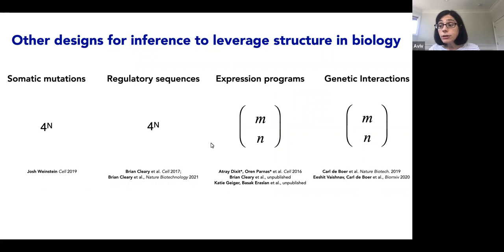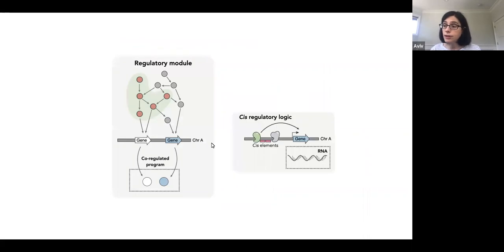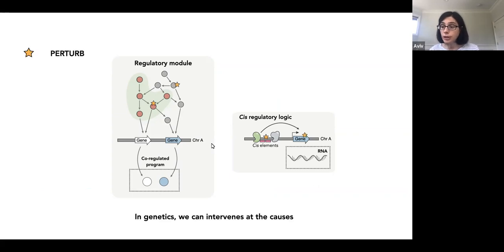Over the last several years, we started developing additional kinds of designs for inference. And what I'm going to do in my talk today is give you several such examples. I'm going to focus on the circuits that control gene expression and act through regulatory sequences that affect RNA production. Experimentally, we can use genetics in order to do perturbations by intervening in one or more components at a time, and then measuring the effect, for example, on gene expression.